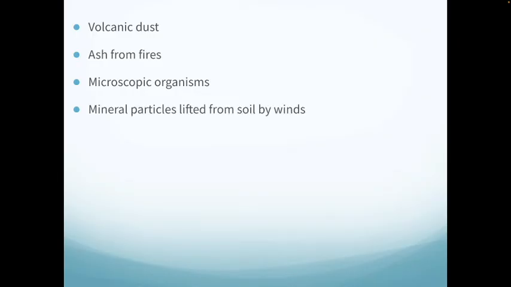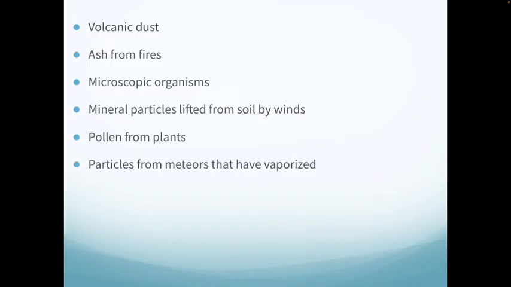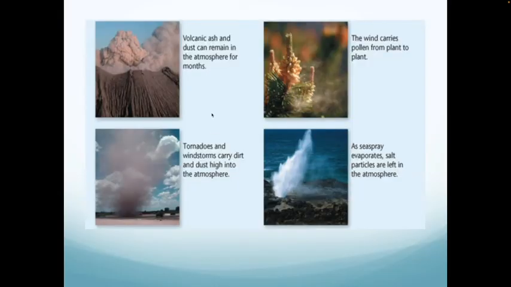All right, so these are the particulates that we're mainly looking at. So you've got volcanic dust, ash from fires, microscopic organisms, mineral particles lifted from the soil by winds, pollen from plants, particles from meteors that have vaporized, in other words, went from a solid to very small gas particles, tiny salt crystals evaporated from ocean in the form of sea spray. And here's just a little graphic showing you how those particles got into the air.